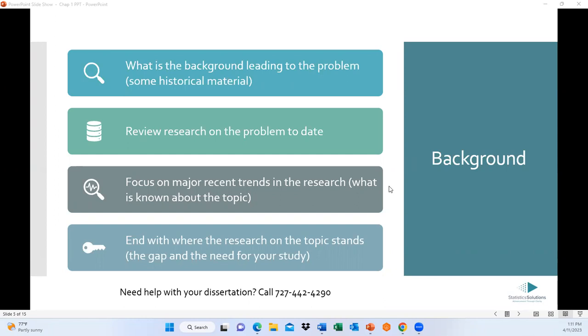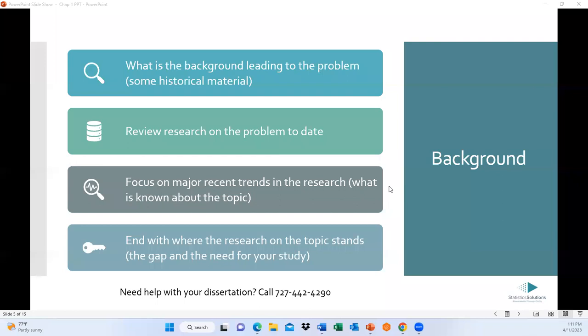You don't need to get into a lot of detail at this point, because that will happen in the literature review in chapter 2, where you start looking at the research on the topic and getting into what people found and the kind of measurements they used. But now it's a broad strokes historical overview. You're looking at trends in the development of the problem to where it stands today.